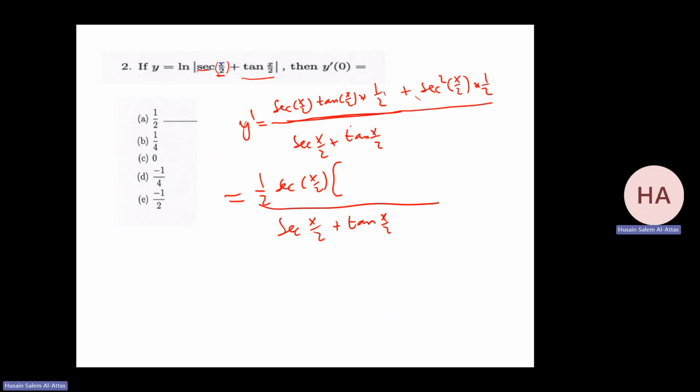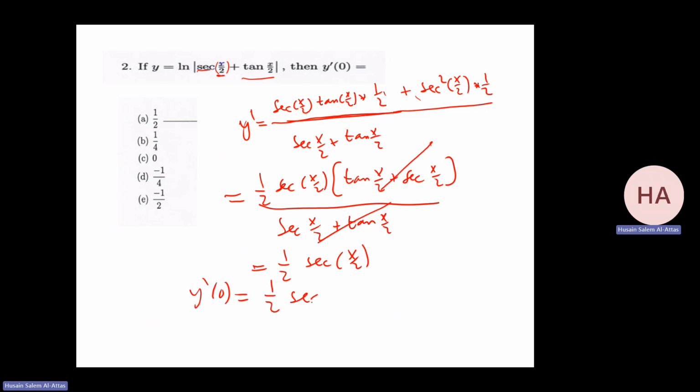What you will get? You will get tan x over 2 plus secant x over 2. So this is cancelled. So my answer is half secant x over 2. What they want? They want y prime at 0. That will be half secant 0. Secant 0 is 1, so that will be half.